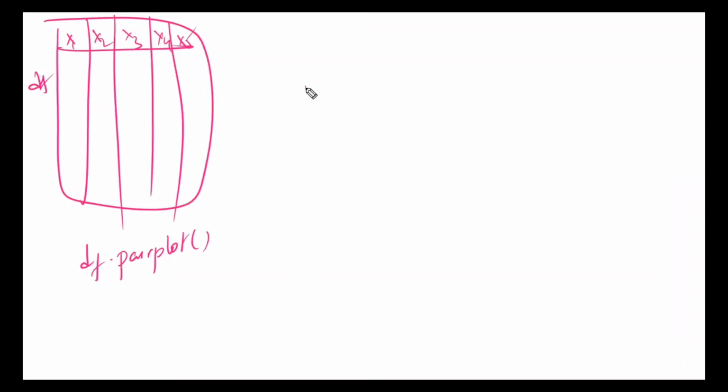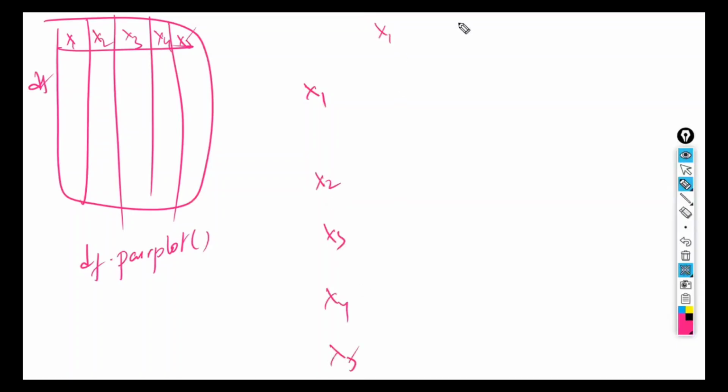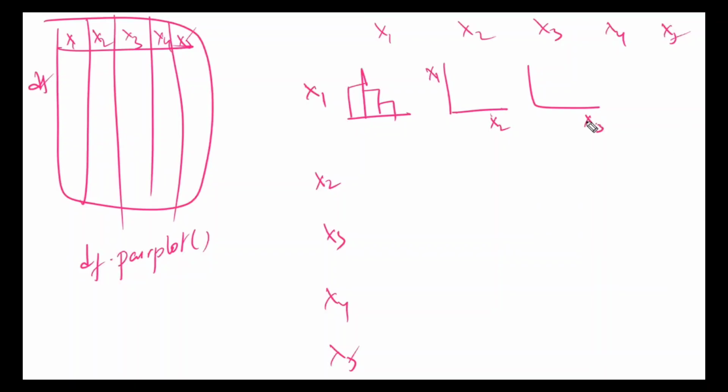Now, what happens? It is going to create x1, x2, x3, x4, x5 like this, and on the other side also x1, x2, x3, x4, x5. In the first portion, x1 versus x1 is the histogram. It is going to print the histogram of the x1 variable. Then this is a scatter plot, where on the y-axis it takes the x1 variable and on the x-axis it takes the x2 variable. This one is x3 versus x1, this one x4 versus x1, this one x5 versus x1. Four scatter plots you are going to get like this.